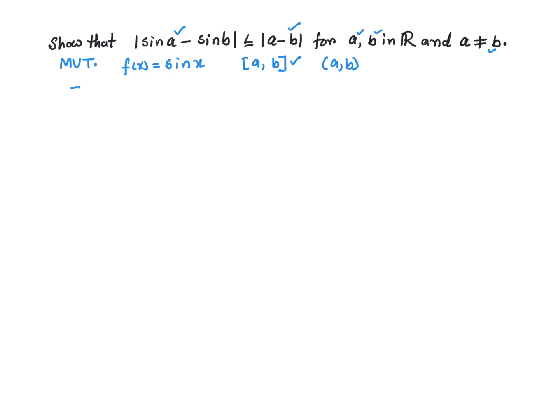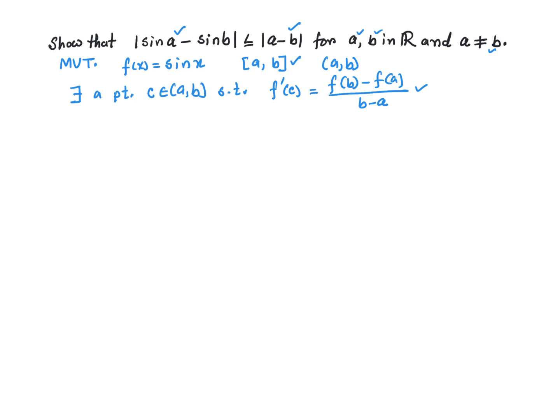There exists a point C in the open interval AB such that f prime of C is going to be equal to f of B minus f of A divided by B minus A. So that's the conclusion of the mean value theorem.